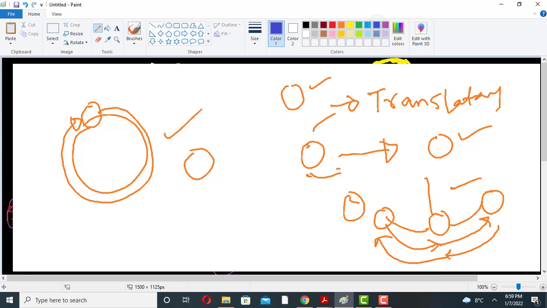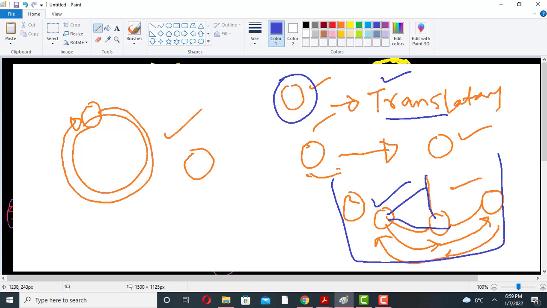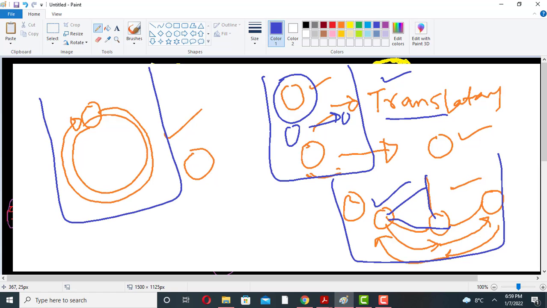So the internal energy of a system shows the translatory motion of molecules of a system. Similarly, the internal energy shows the vibratory motion of molecules of a system. Similarly, the internal energy shows the rotatory motion of molecules of a system.